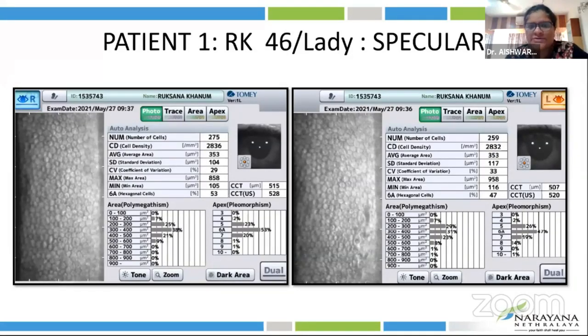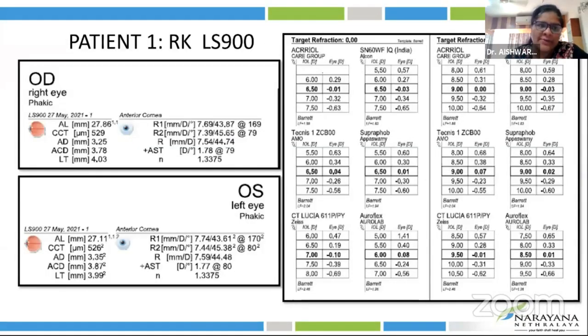Again, with the specular, both the speculars are looking fantastically normal, except for probably this left eye. If you see this particular area in the corner, this could be because of a false impression or the patient moved during the scan, but otherwise, again, it was fairly normal. If you go to the Lenstar 900 in both the eyes, axial length in the right eye is 27.86 millimeters, and in the left eye it is 27.11 millimeters.